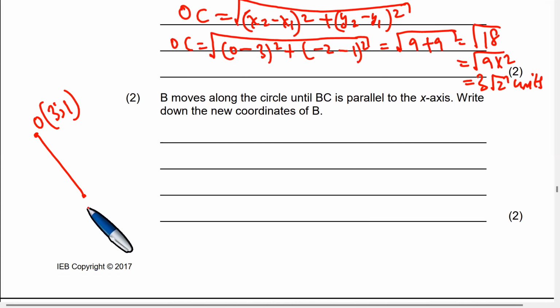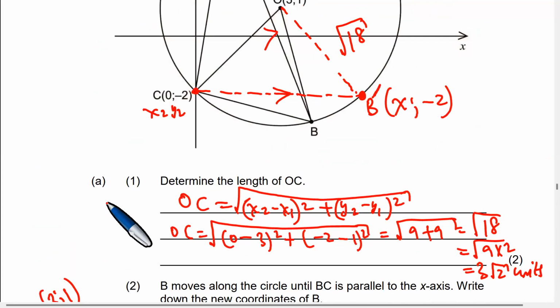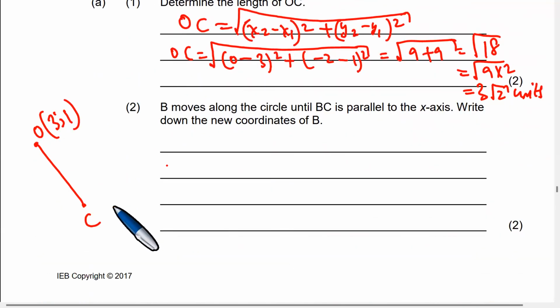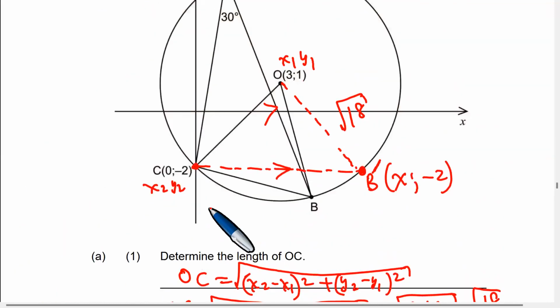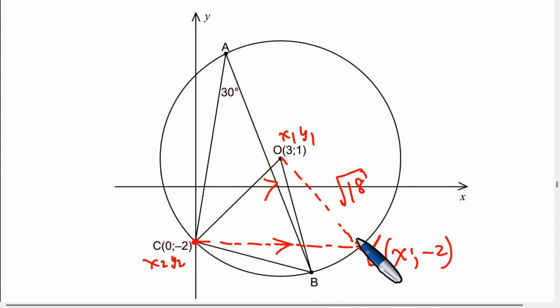You have the point B, (3, 1) there, and B(x, -2). We already know that this one is the square root of 18, because it's the radius. The radius is the distance from the center of the circle to the circumference. Now, if we know the distance is this, you can even guess this.